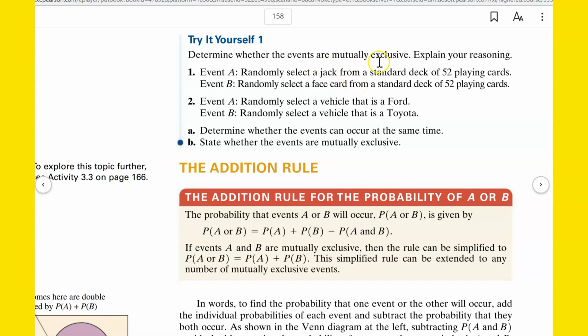Can you be a jack and a heart at the same time? Yes, there is a card that is a jack of hearts. So those two things I just said are both overlapping. They're not mutually exclusive.